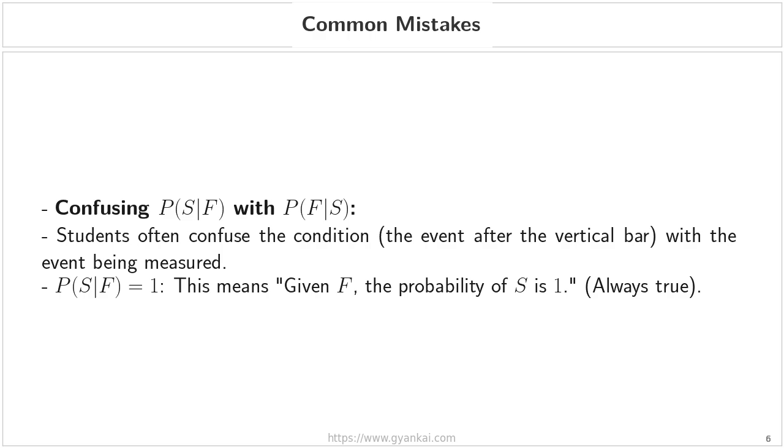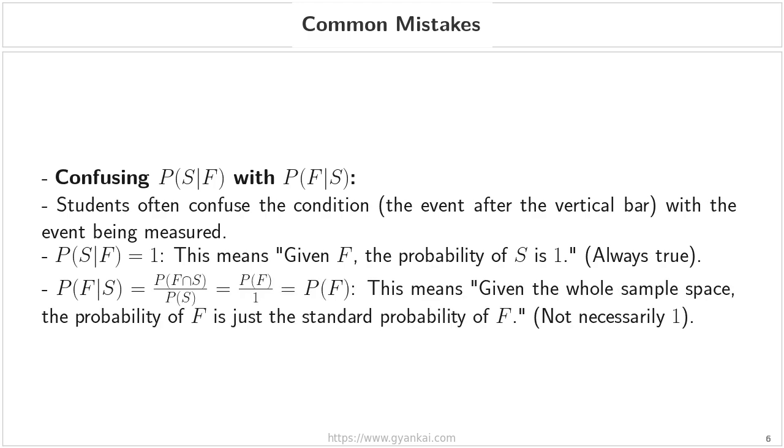As we discussed in the earlier slides, P of S given F equals 1. This translates to, given that event F has already occurred, the probability that the outcome is within the sample space S is 1. This is always true because F is contained within S. However, look at the reverse.